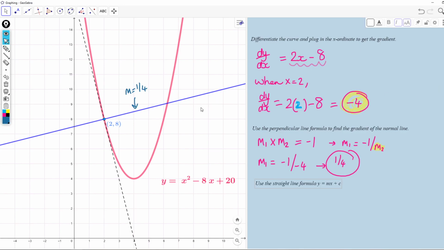And finally, we know the gradient of this line is 1/4. We know a coordinate that it passes through, 2,8. So I can use those pieces of information together with the straight line formula to work out what the intercept should be and then get the whole equation. So if I initially just write down y equals mx plus c, and I'll substitute in the gradient, which is a quarter, then I'll sub the coordinate in, which is 2,8. So I'll replace x with 2, I'll replace y with 8, and I will get this.